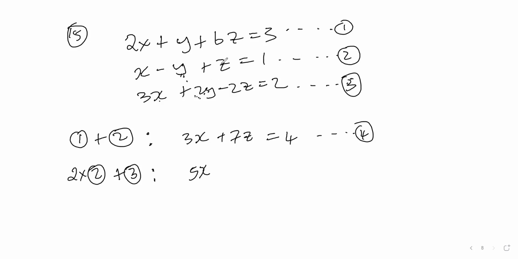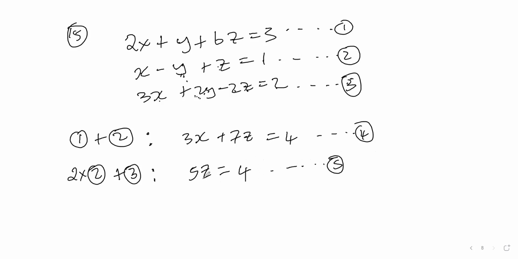2 times z is 2z plus minus 2z is also 0. So coincidentally, the z's also disappear. Remember, we are adding 2z plus minus 2z, which is 0. So I'm left with just 5x equals 2 times 1 is 2 plus 2, which is 4. That's my equation 5. I have these two equations to then solve simultaneously for x and z.